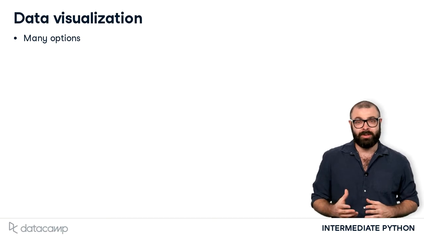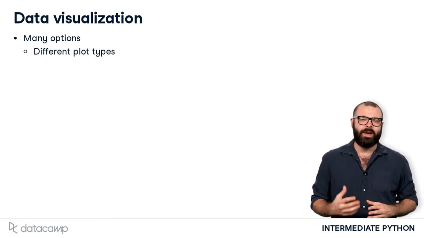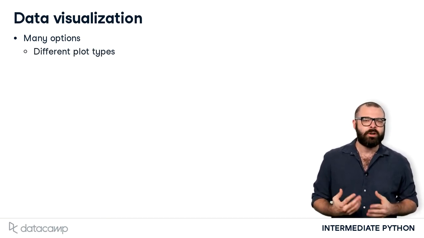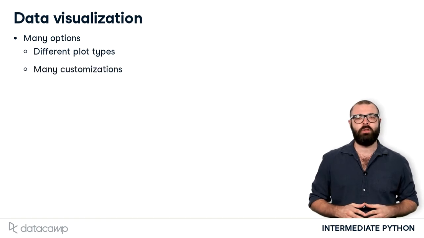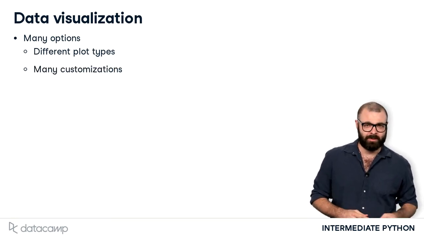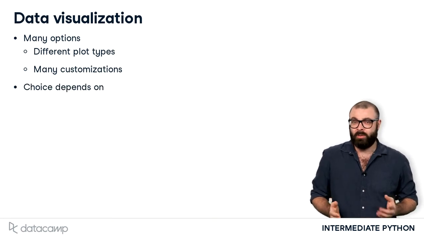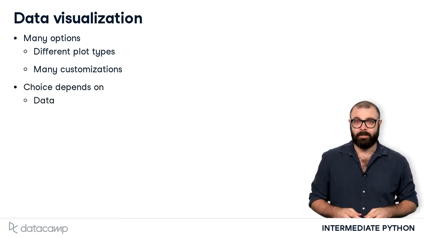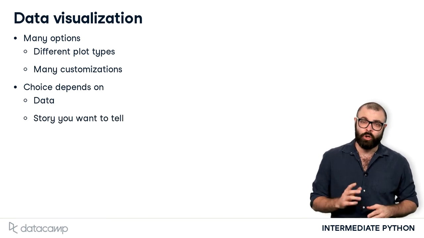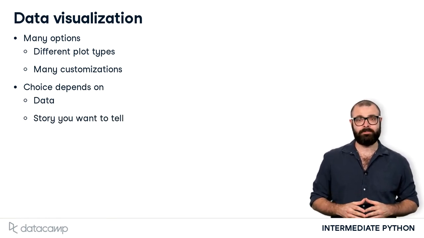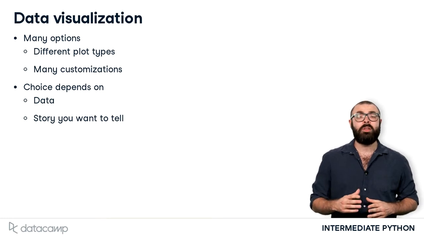First of all, there are the different plot types. And for each plot, you can do an infinite number of customizations. You can change colors, shapes, labels, axes, and so on. The choice depends on 1, the data, and 2, the story you want to tell with this data. Since there are so many possible customizations, the best way to learn this is by example.